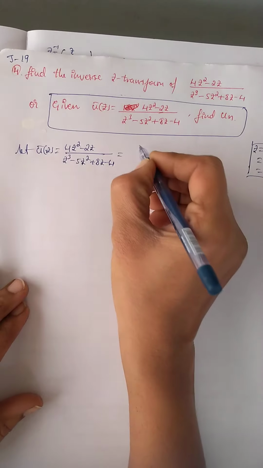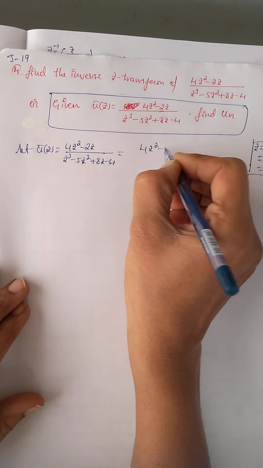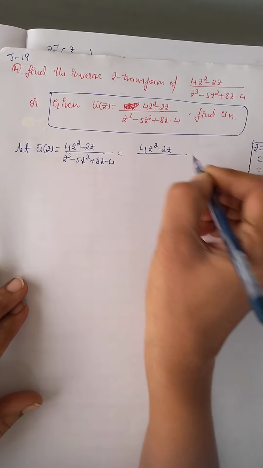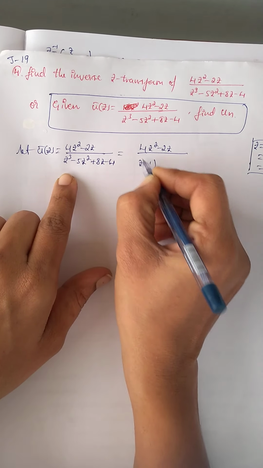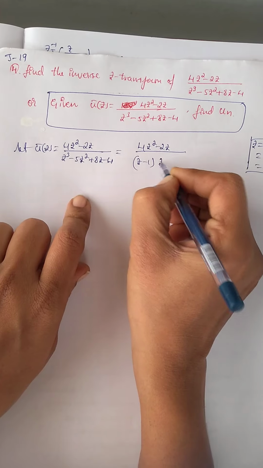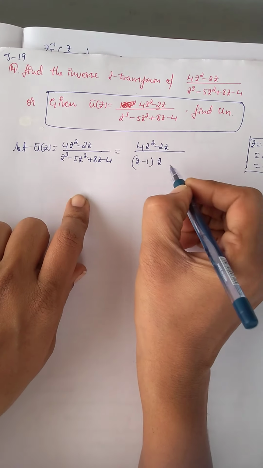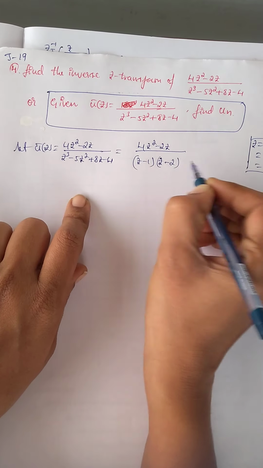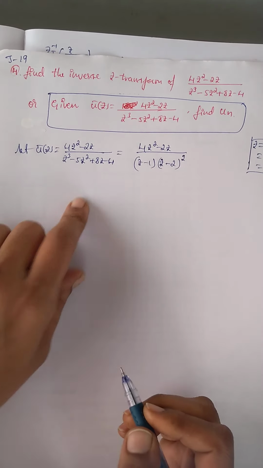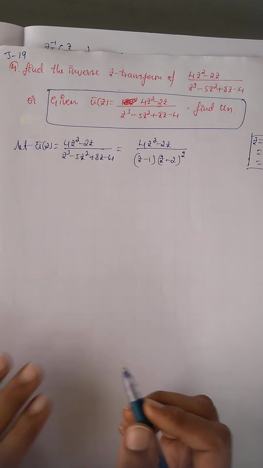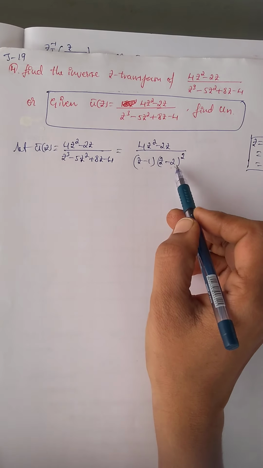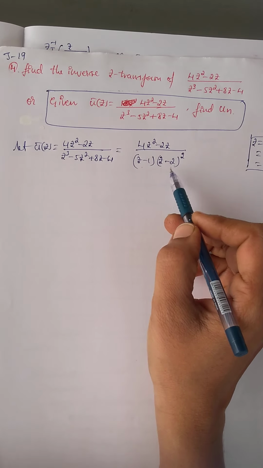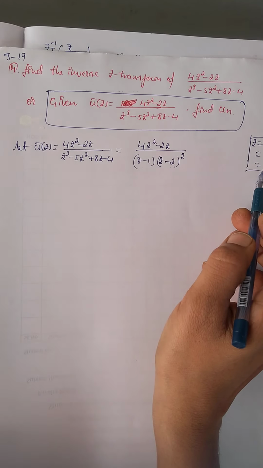This is equal to 4z² − 2z in the numerator, and using these roots the denominator factors are z − 1, the first root, and z − 2. We have 2 roots, the same root repeated, therefore we write (z − 2) whole square. So z − 1 into (z − 2)². This is nothing but real and repeated roots, 2 and 2.